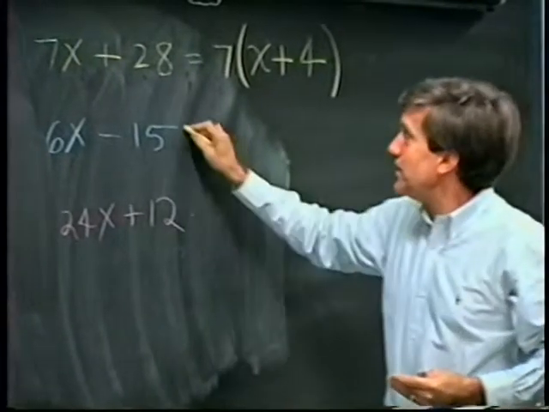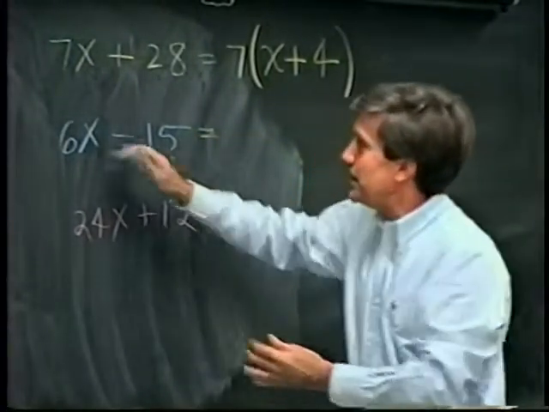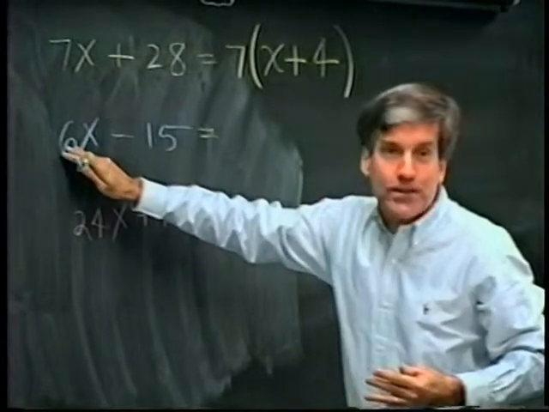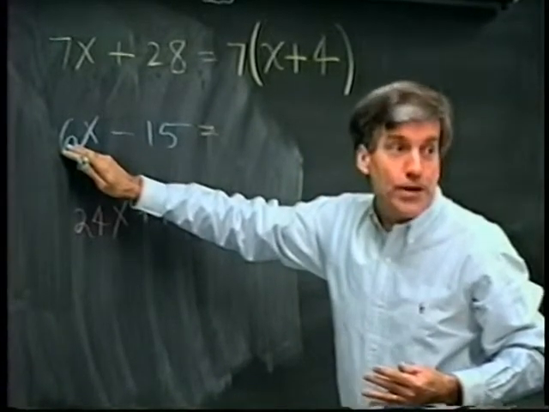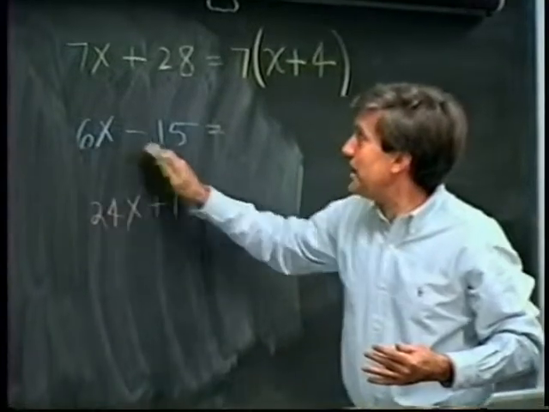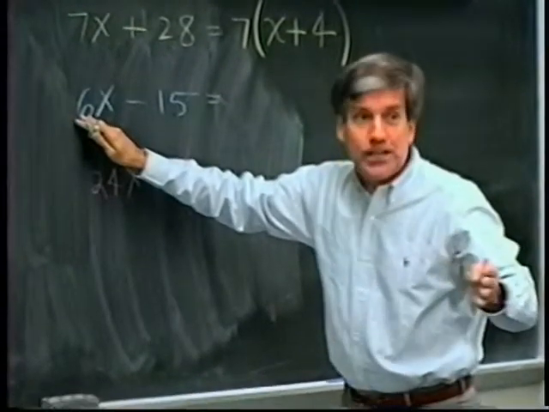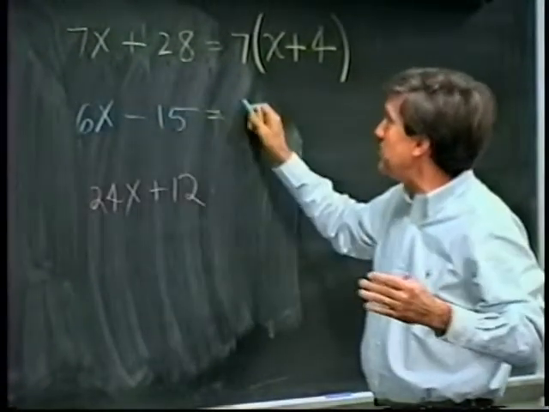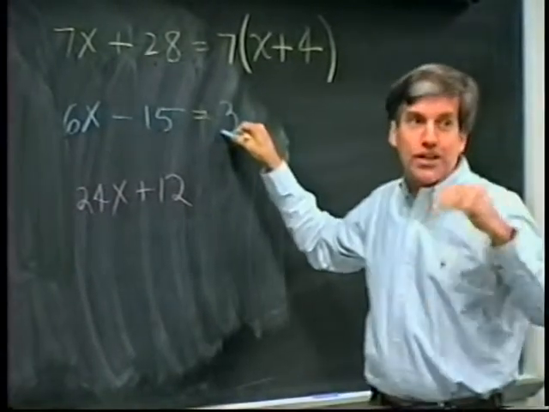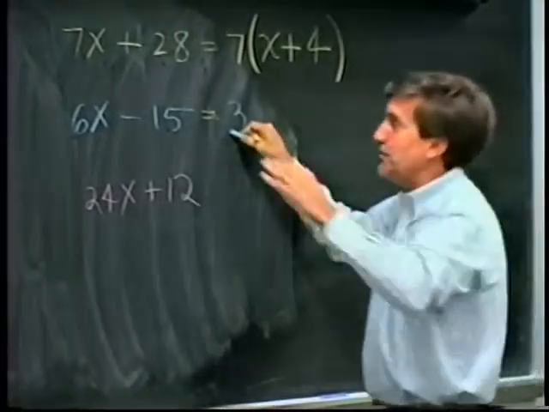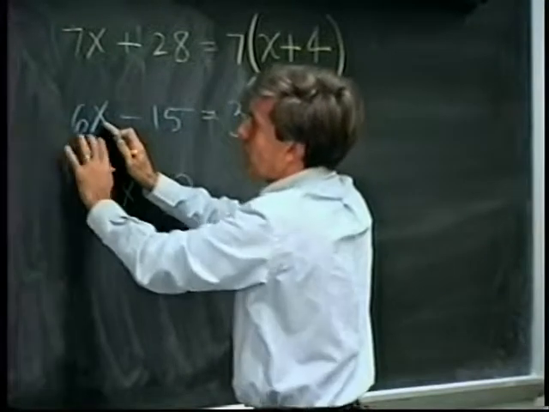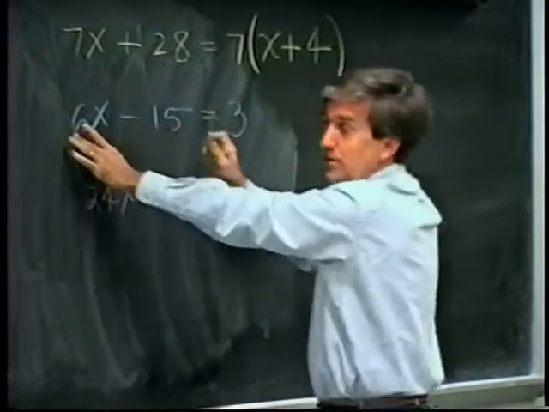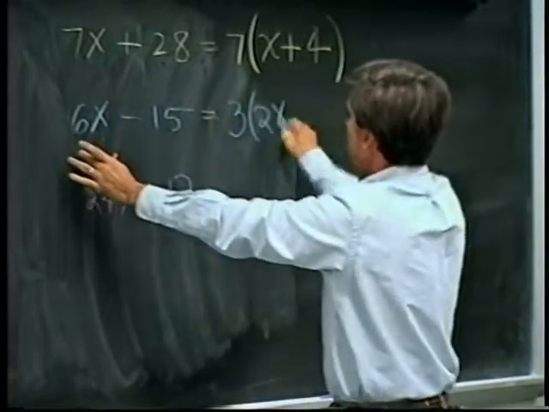Okay? Now, look at the next one, number 2, and number 4. The common factor would be 3. Right? The number that goes into 6 and also goes into 15 would be 3. So we put down the common factor. Now, if you took that 3 out, what factor would be left there? A 2 and an x. Is that right?